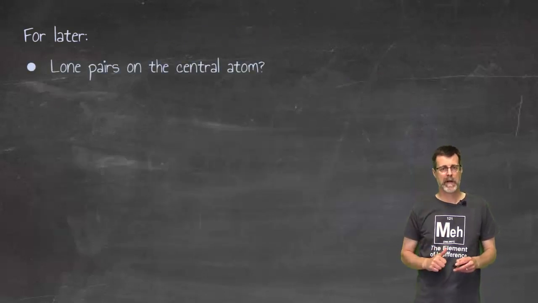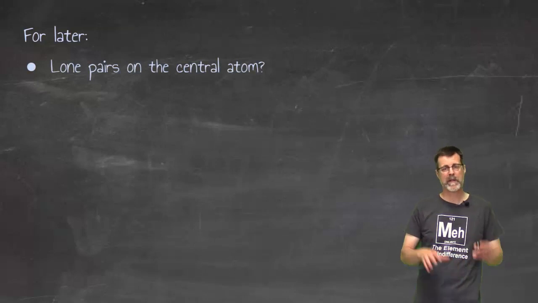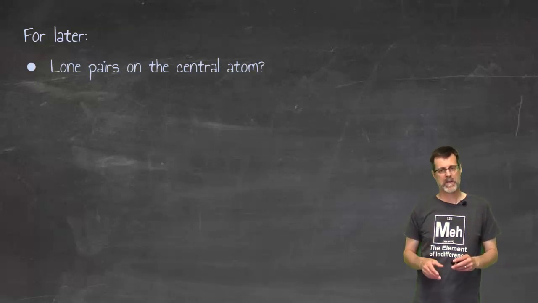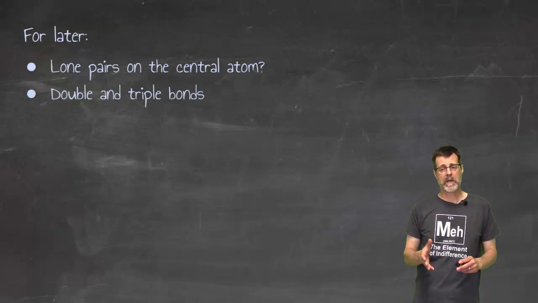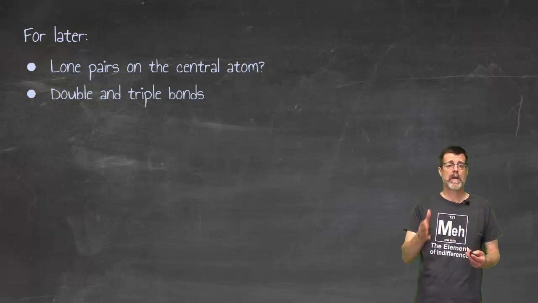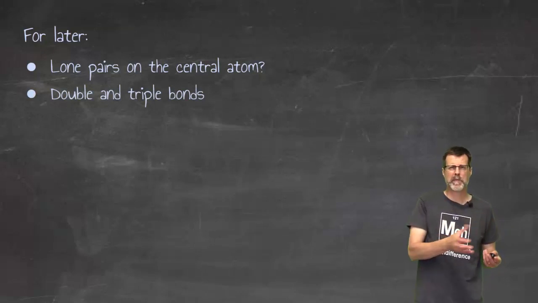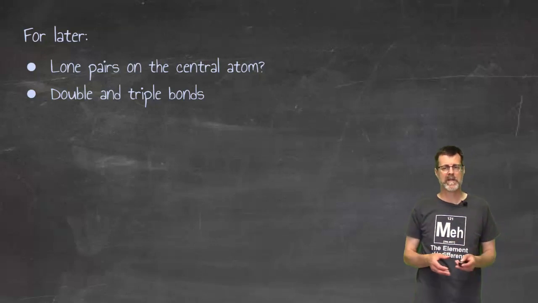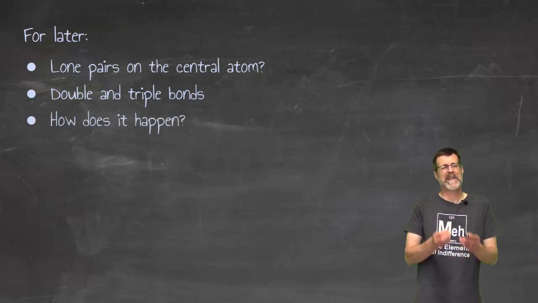Well, what happens if you have lone pairs? That's a totally another thing. Let's get comfortable with the basic shapes to start. What do you do with double and triple bonds? I know I said that we treat them as a single group, but why? What's going on with them that is so different? And the other thing is, how does it happen?